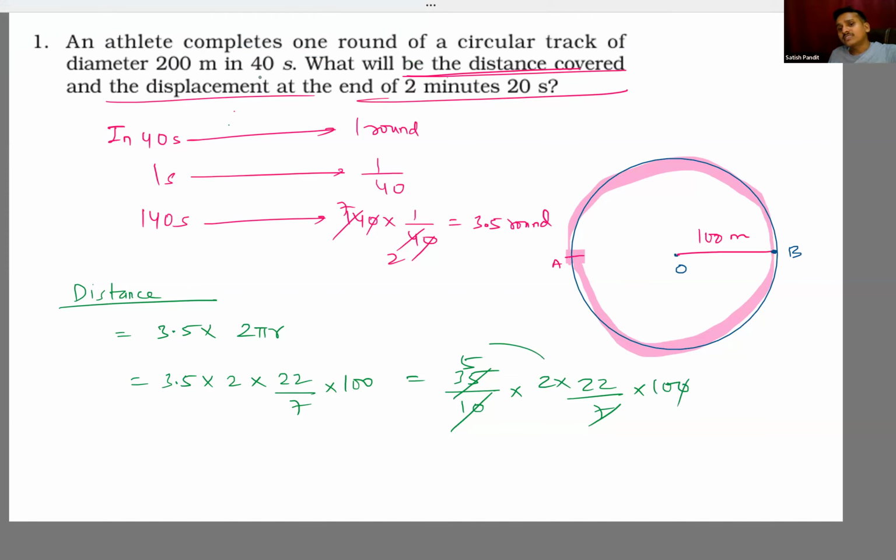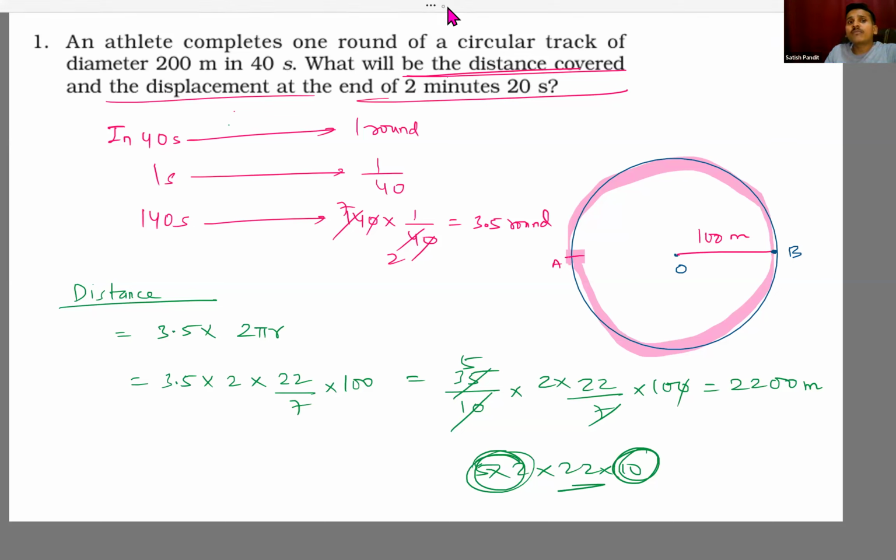So 5 into 2 is 10, and 10 into 22 is 220, and another 10 makes 2200. See, 5 into 2 into 22 into 10. 5 twos are 10, and 10 into 10 is 100. And 100 into 22 is 2200 meters. So the distance traveled is 2200 meters. Yes or no, everyone?